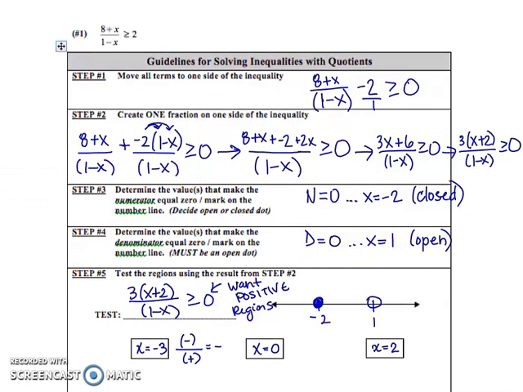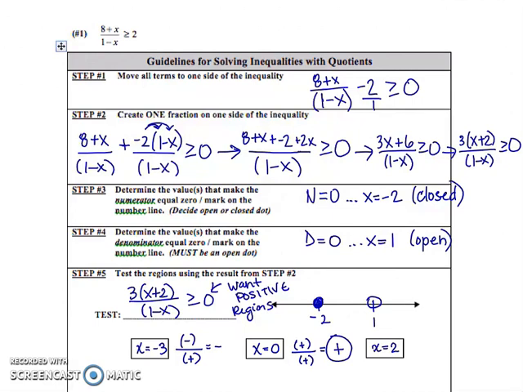Let's try x equals 0. When I plug 0 in, 0 plus 2 is 2. 2 times 3 is 6, so that's going to make my numerator positive. In my denominator, when I plug in 0, 1 minus 0 is positive 1. Positive divided by positive gives me positive. So that region right there is going to be part of my solution.